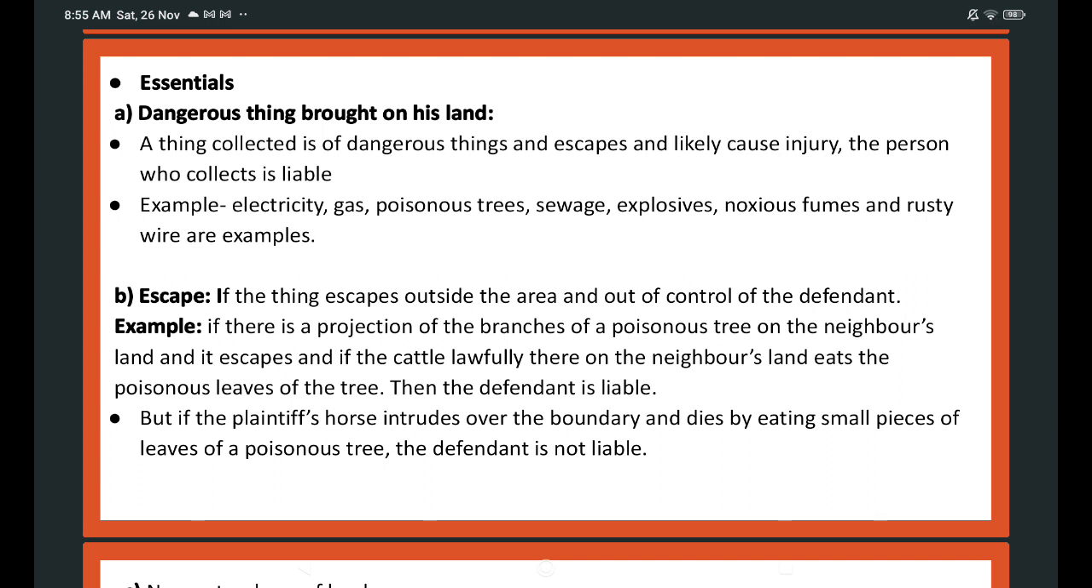Escape: the thing escapes outside the area, out of the control of the defendant. For example, if there is a projection of branches of a poisonous tree onto the neighbor's land, and the cattle lawfully there on the neighbor's land eat the poisonous leaves of the tree, then the defendant is liable. In another example, if the plaintiff's horse intrudes over the boundary and dies by eating a small piece of leaves of a poisonous tree, then the defendant is not liable.